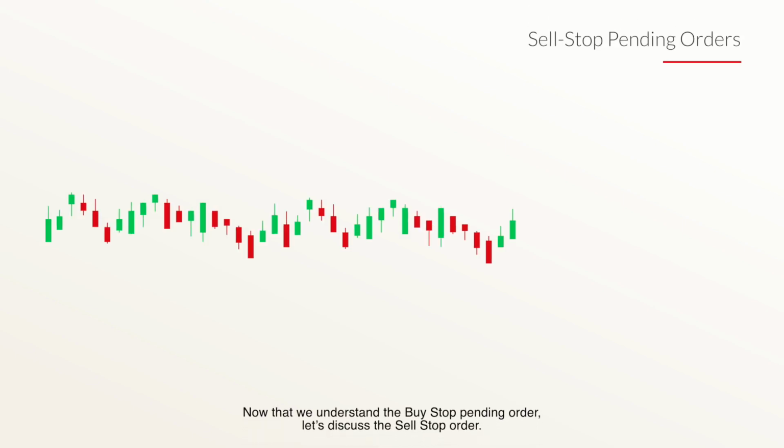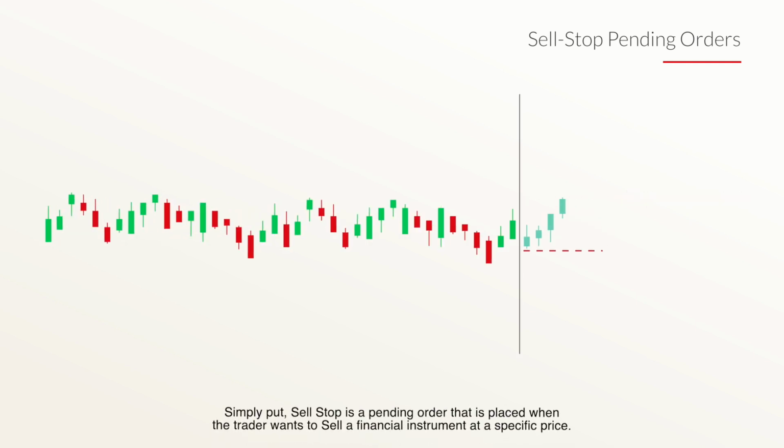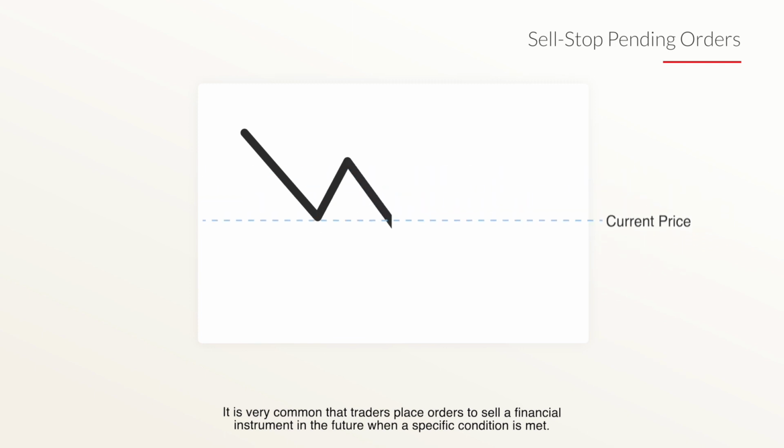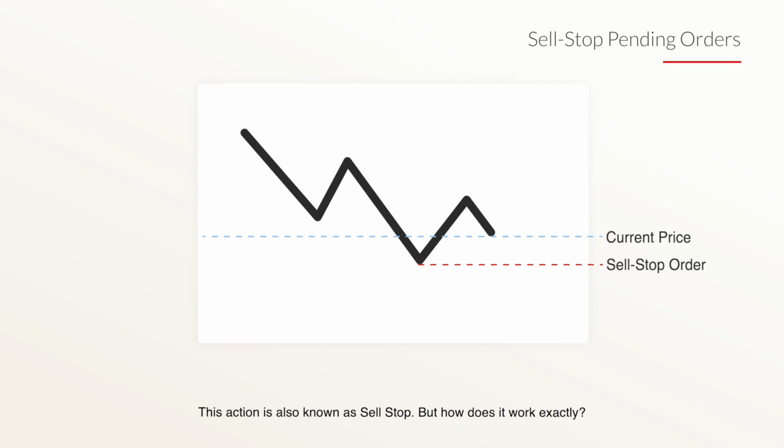Now that we understand the buy stop pending order, let's discuss the sell stop order. Simply put, sell stop is a pending order that is placed when the trader wants to sell a financial instrument at a specific price. It is very common that traders place orders to sell a financial instrument in the future when a specific condition is met. This action is also known as sell stop. But how does it work exactly?